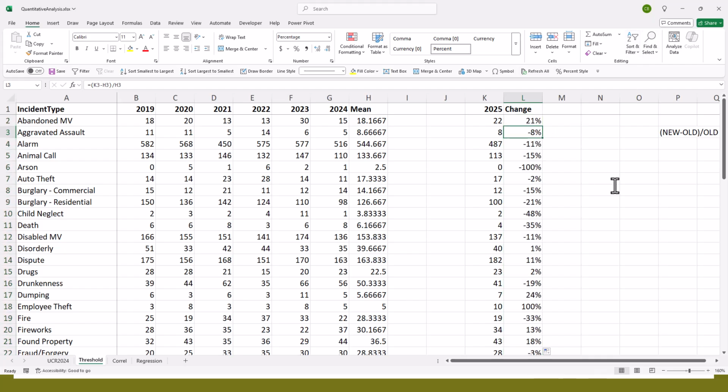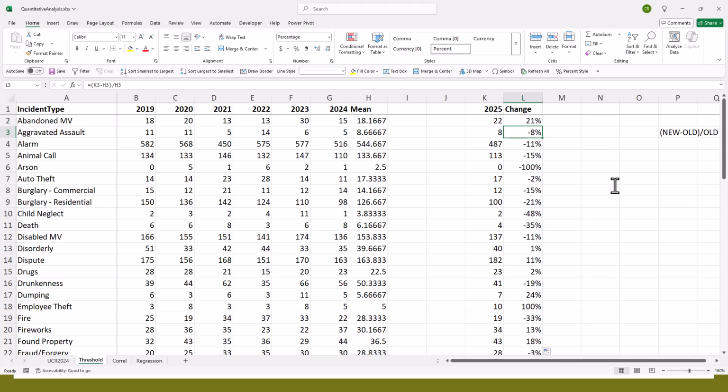But now look at the different story with aggravated assault. As I said, the mean for aggravated assault is right about 8.7, and so our change in 2025 is actually an 8% decrease, not a 60% increase if we're looking at the historical data. So that's how you do percentage change, whether it's a single year or from the average.